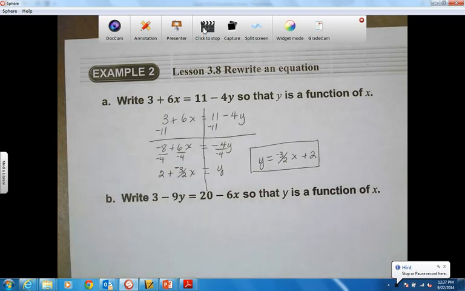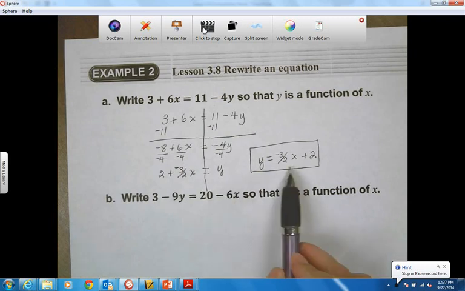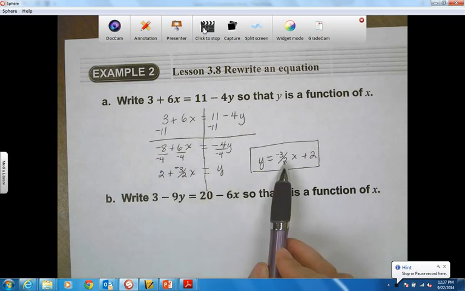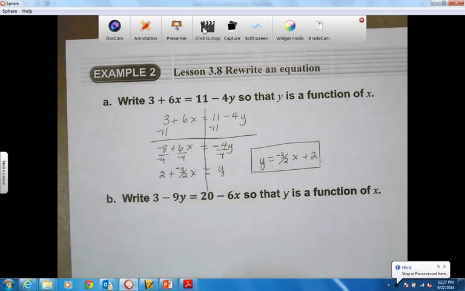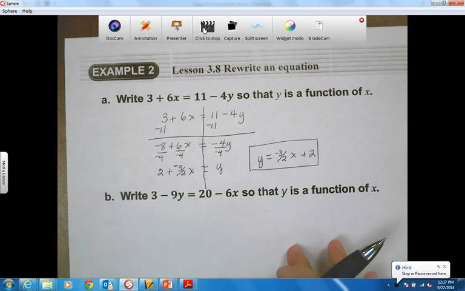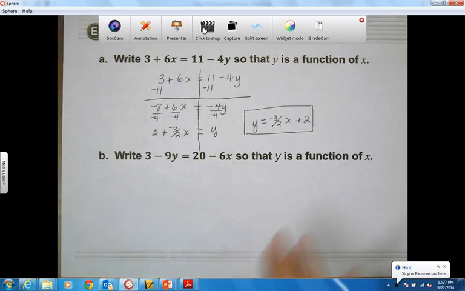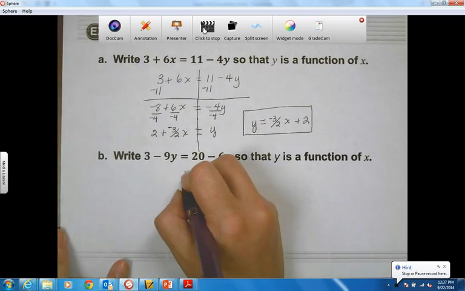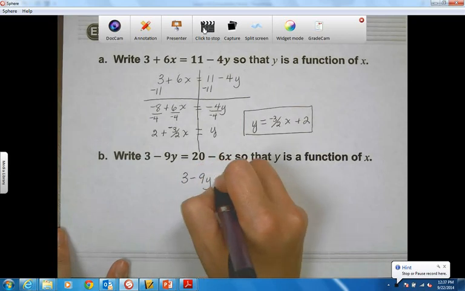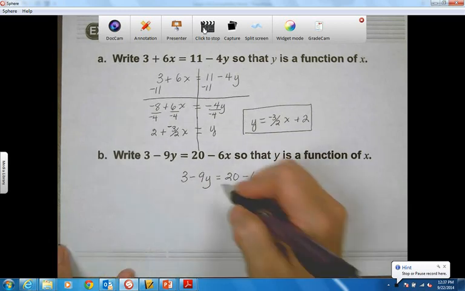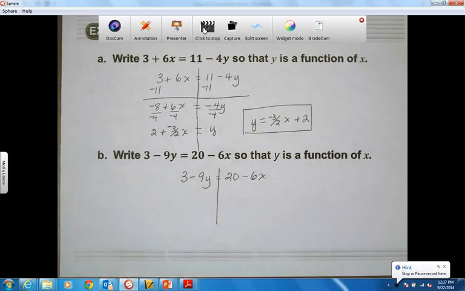All right, let's look at the very last one. This would be it for notes. This is the last one, and then we'll do a few practice ones just to make sure you're really getting it. All right, what would you like me to do here? Take away 3. Okay. So I get negative 9y equals 17 minus 6x. And then divide everything by negative 9.